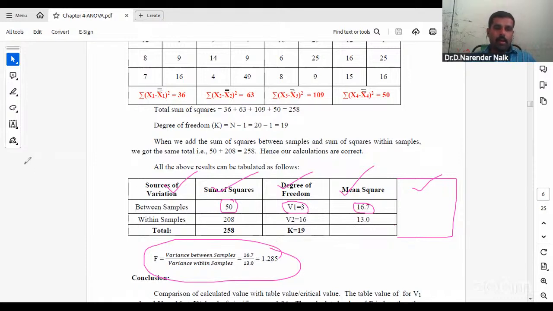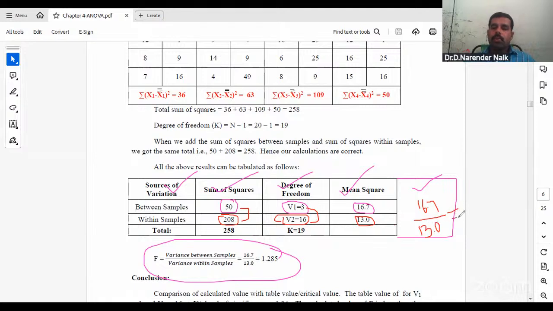I think you got this: 208 is SSE, then V2, then here 13.0. Then these totals are 258, and 3 and 16, that is 19. Okay. So F is equal to 16.7 divided by 13.0.